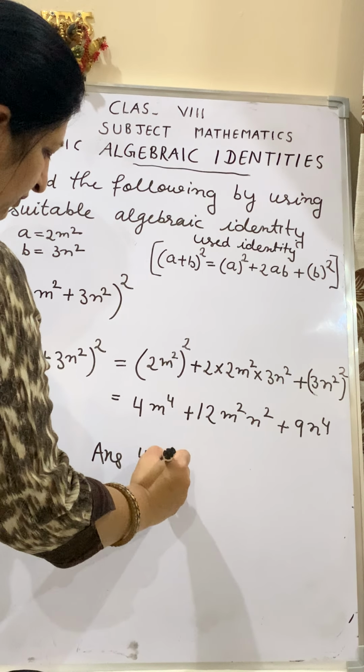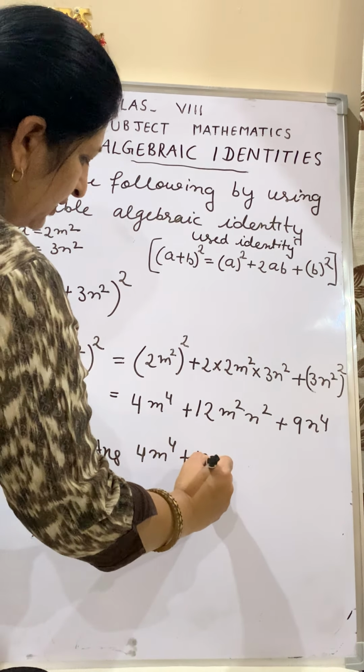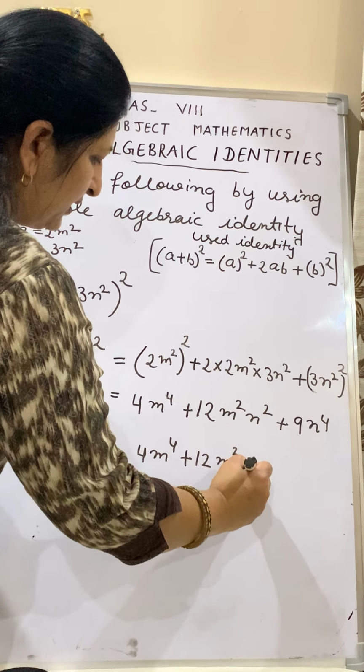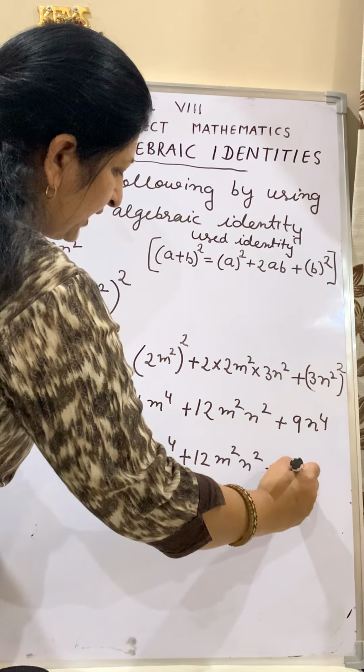4m raised to power 4 plus 12m raised to power 2 n raised to power 2 plus 9n raised to power 4.